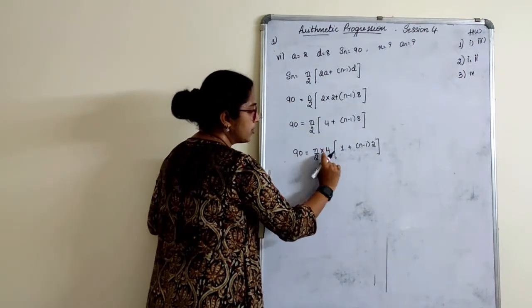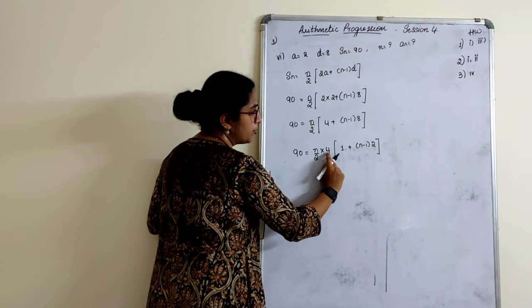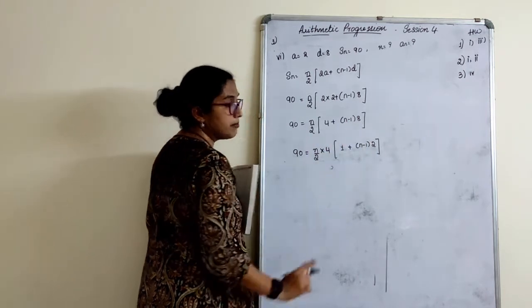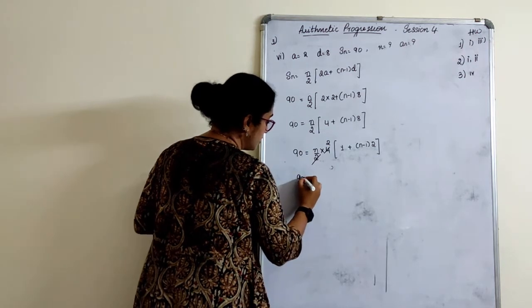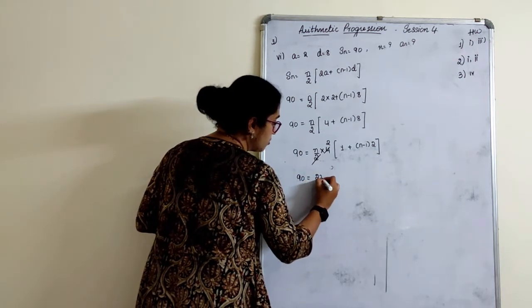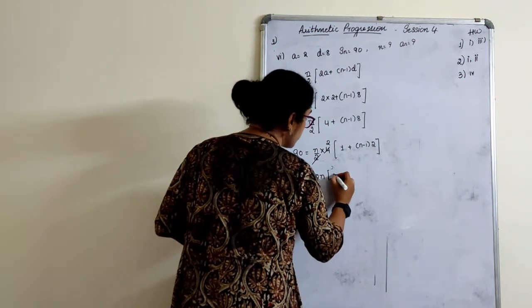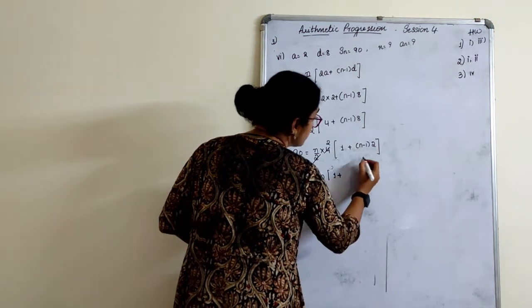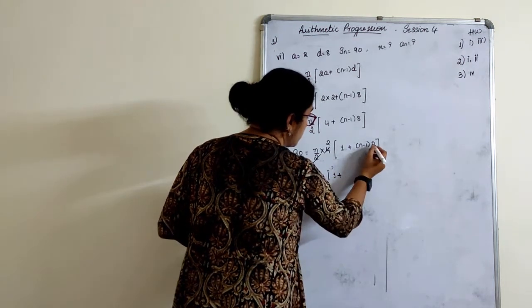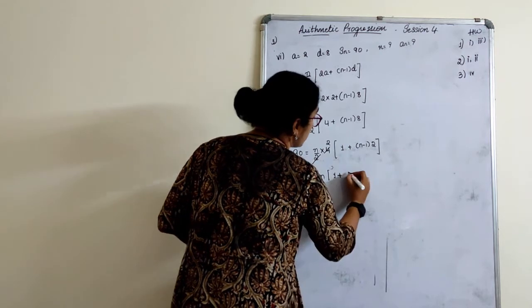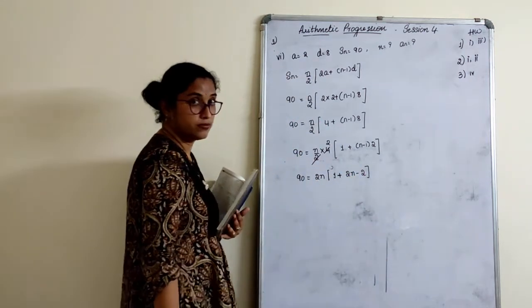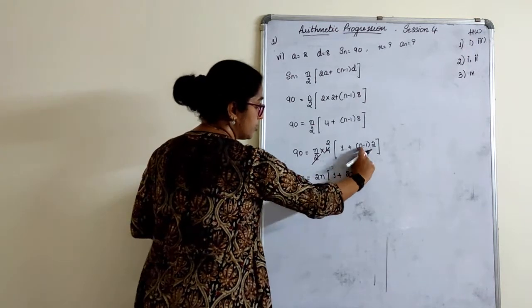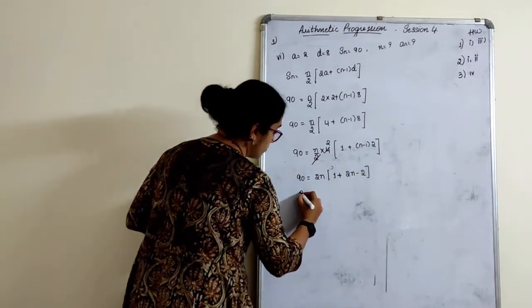I took 4 common outside. 4 into 1 is 4. 4 into 2 is 8, N minus 1. 2 ones are 2, 2 twos are 4. 90 is equal to 2N into 1 plus, if I open this, what will I get now? 2N minus 2. 1 as it is, 2N minus 2.